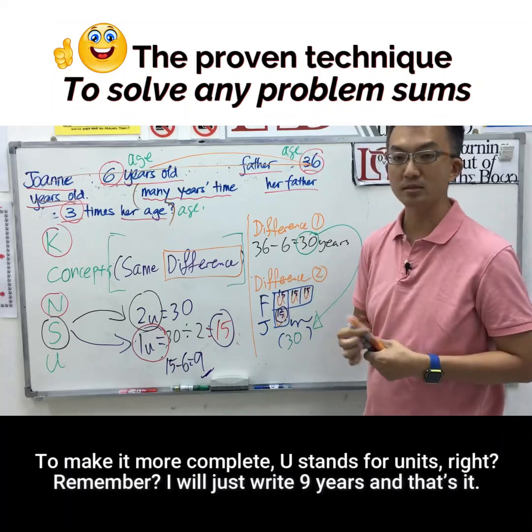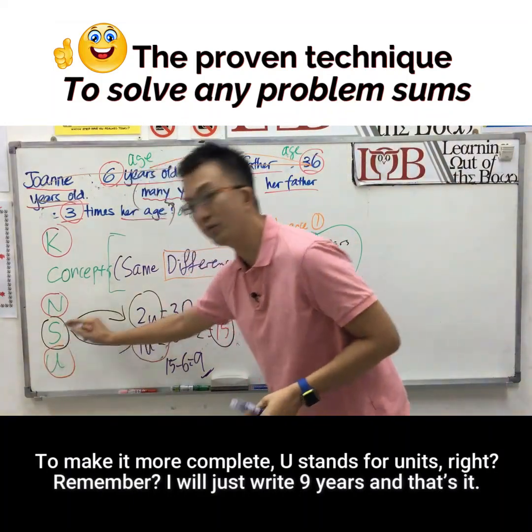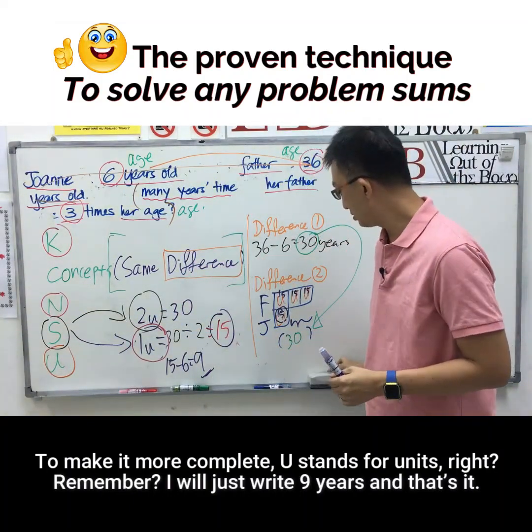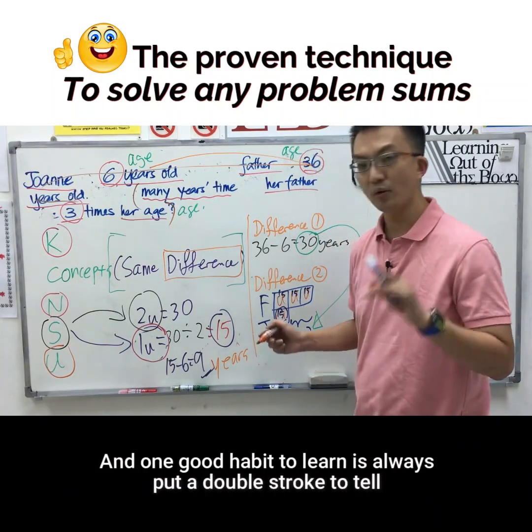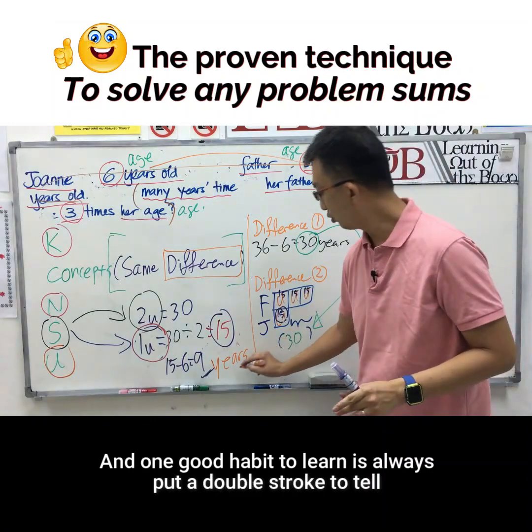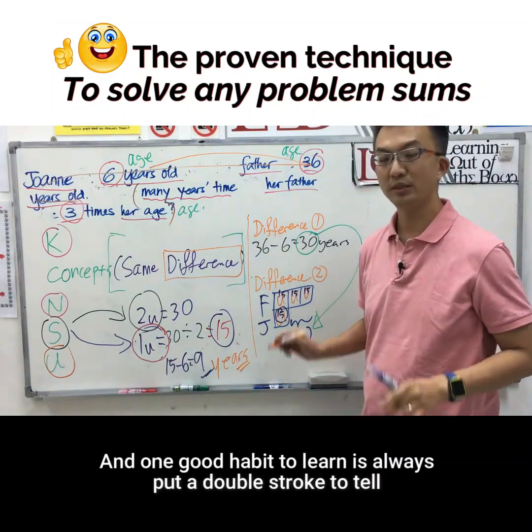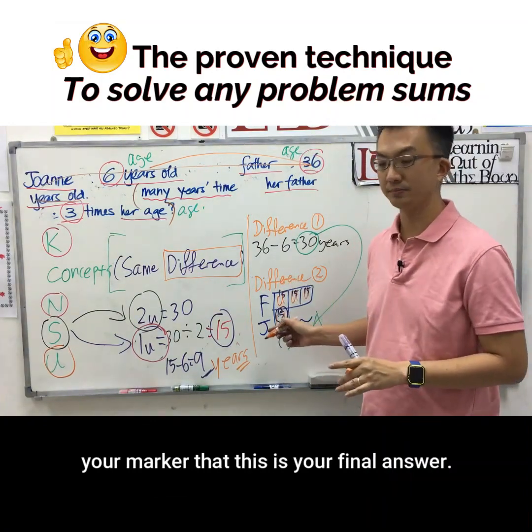And to make it more complete, u stands for units, remember? I'll just write 9 years, and that's it. One good habit to learn is to always put a double stroke to tell your marker that this is the final answer.